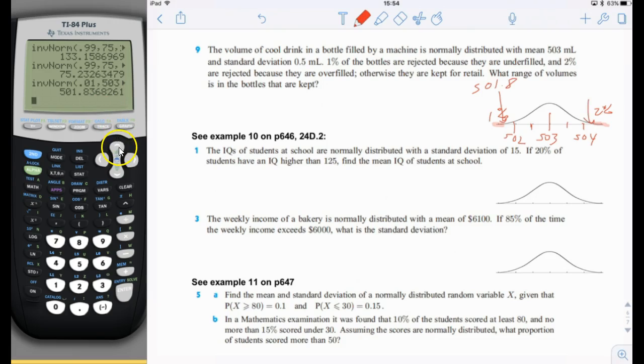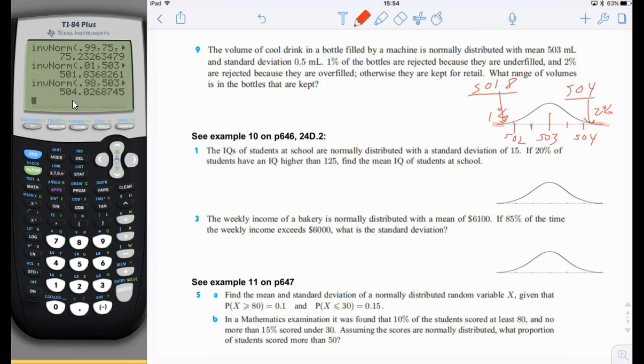We can't put in 2% because it's going to think we're talking about the bottom 2%. What we want to put in is the opposite of 2%, which is 98%. 98%. It's going to be 504. Okay? All right, so the range of the bottles that are kept are between 501.8 and 504. Okay.